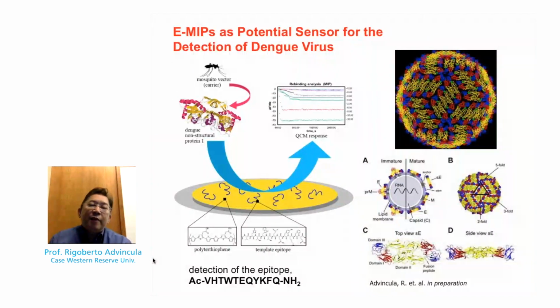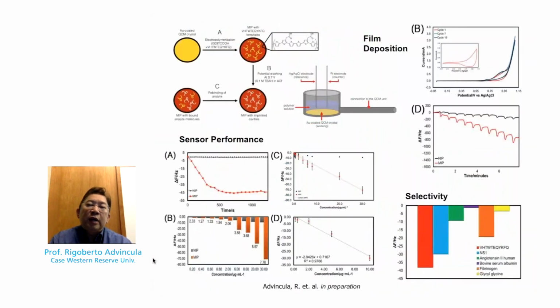More recently, we have used this type of strategy to detect proteins coming from the dengue virus by utilizing molecular imprinted templates of epitopes or oligopeptides that are typical of what would be isolated from a dengue virus. We have used quartz crystal microbalance to quantify the sensitivity and selectivity of these sensors.